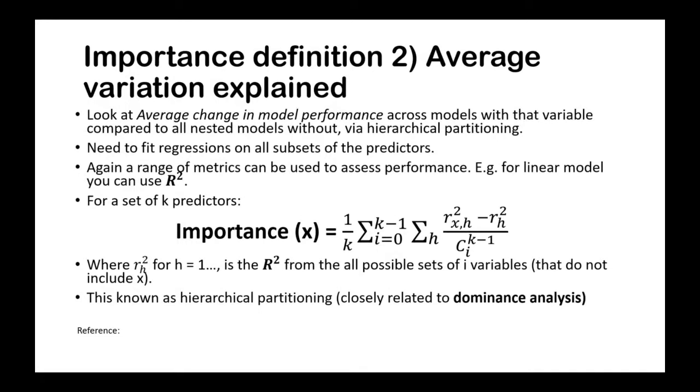That just means that we're going to put more weight on the model that only has X in it. So we're going to compare the model that only has X to the model without X. We're going to give that a weight of 1. And we're going to compare the model that has all the variables in it to the model that has all the variables except X. We'll also give that a weight of 1. And then we'll look at all the models in between, and they'll have slightly lower weights. This is also related to dominance analysis, but I'm not going to talk too much about that.